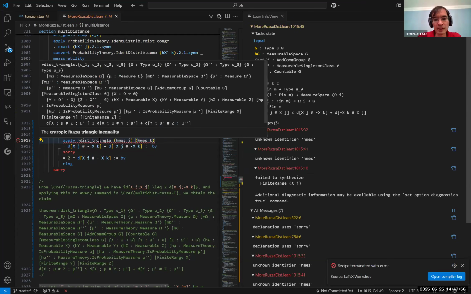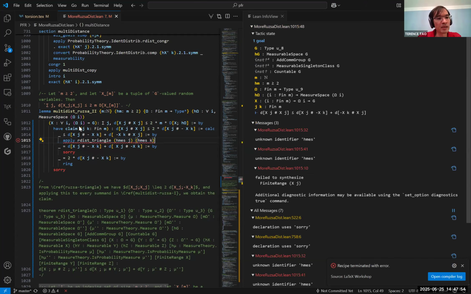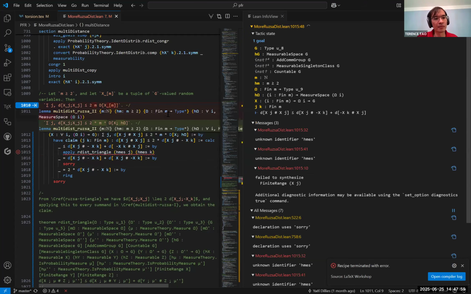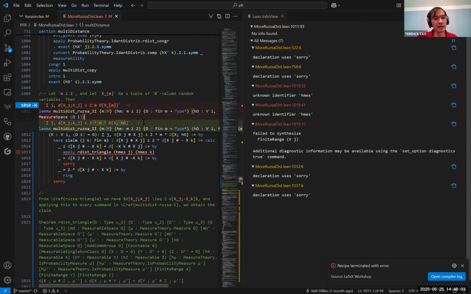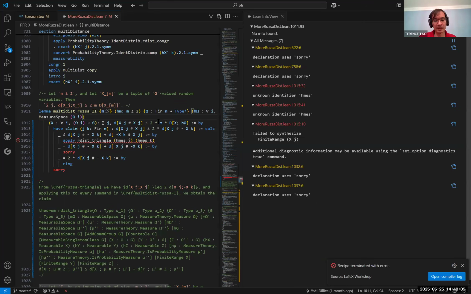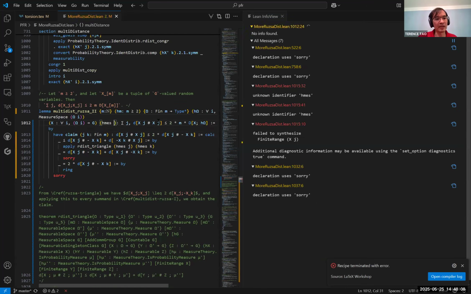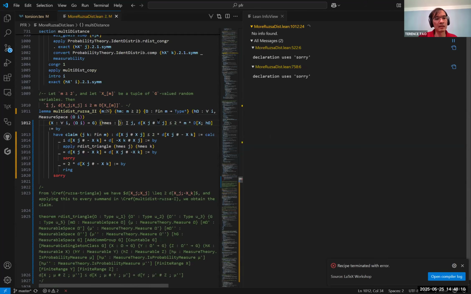We need measurability that we don't actually have, so we need to put that in. After we define x, we would like a measurability axiom that for all i, we need xi to be measurable. Put that in, and we can see if that works.